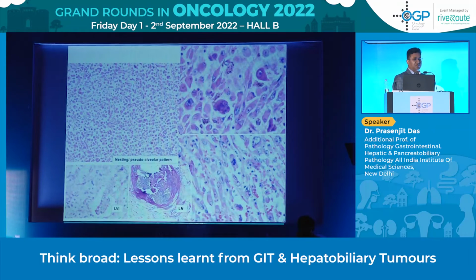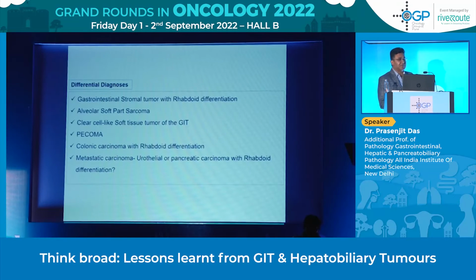On closer look, the tumor was very pleomorphic, multinucleated cells were there, and the cytoplasm was quite rhabdoid in areas and mitotically active. There are lymph node metastasis and lymphovascular emboli. So gross as well as histological features show that it is a quite aggressive tumor. So these were my differential diagnoses.